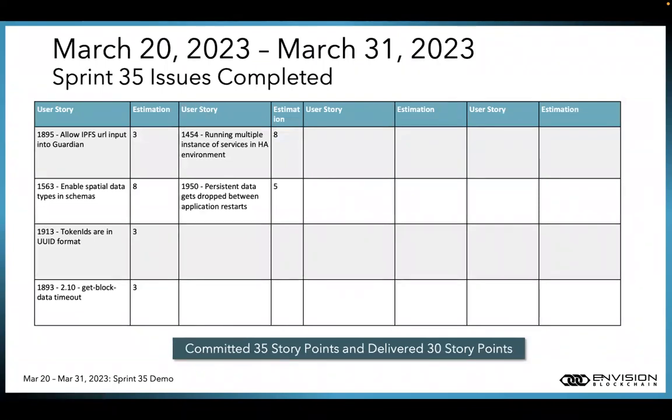So just a quick overview of what we covered in Sprint 35. In Sprint 35, we committed to 35 story points and we delivered 30 story points. These story points include 1895, allow IPFS URL input into Guardian, 1566, enable spatial data types in schemas, and we also worked on some of the issues like 1913, 1893. We also improved the scalability of the Guardian by resolving ticket 1454, running multiple instances of services in HA environment, and so on and so forth.